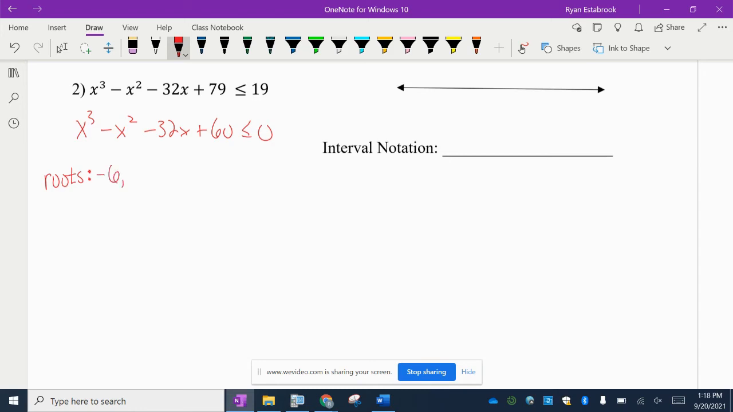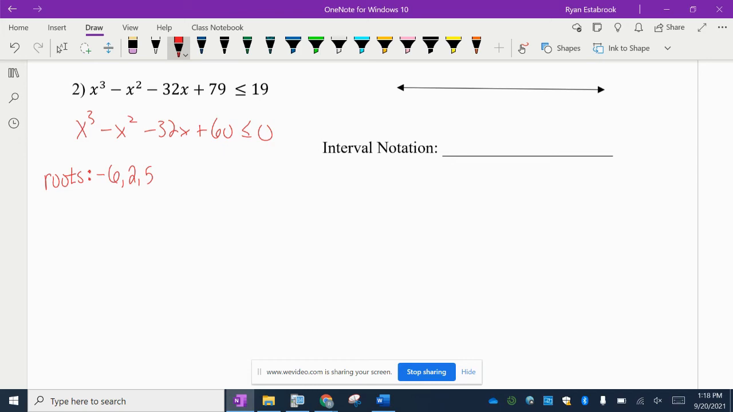I believe -6 is one of them. When you plug -6 in for x, you're getting an output y value of 0. The roots are -6, 2, and 5. So 3 roots. Because it's x cubed, we have all of them. So we can use our calculator to find those roots.